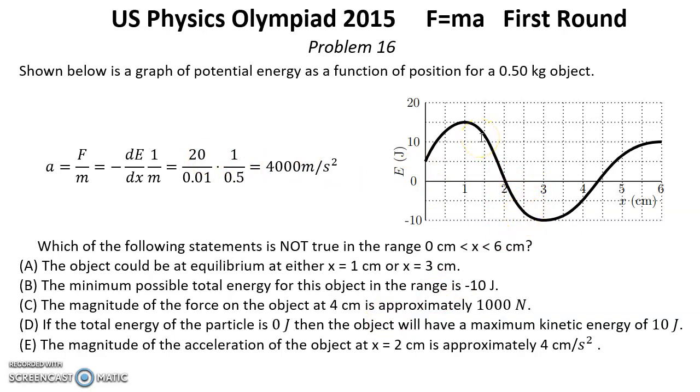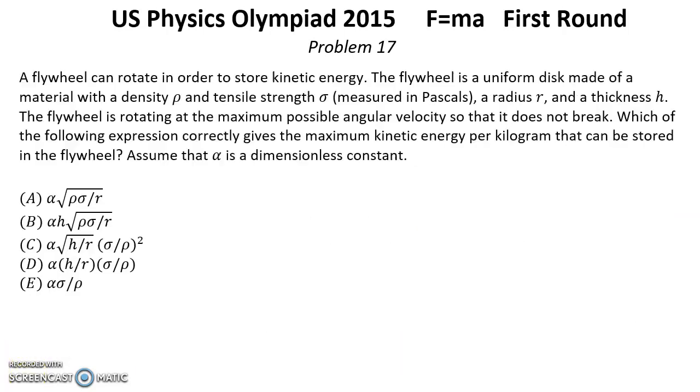If we measure it from 1.5 to 2.5, that's approximately 20, and distance is 1 centimeter, which is 0.01 meter, and we multiply it by 1 over 0.5 kilogram, which is 4,000 meters per second square, which is not 4 centimeters per second square. It means that this is not correct, and this is the answer for our question E.